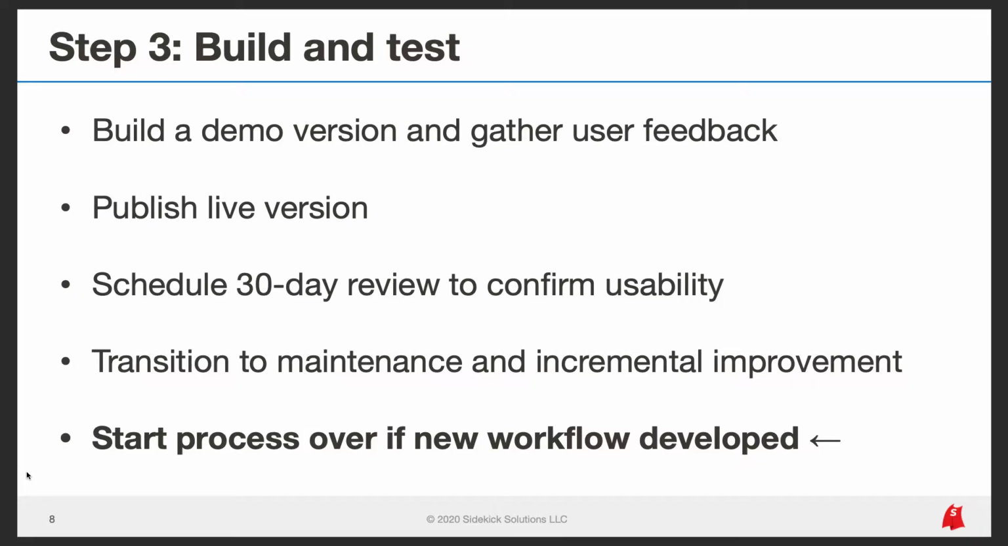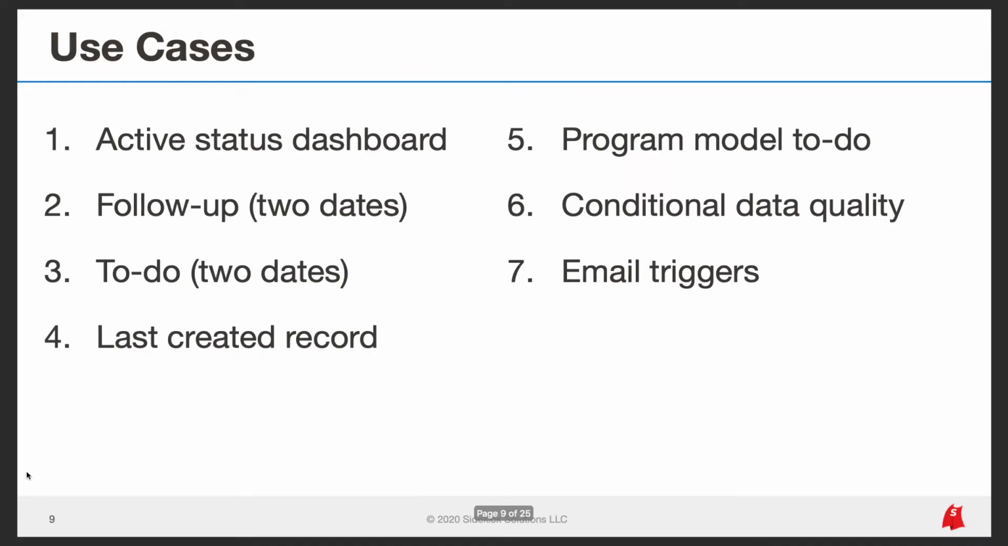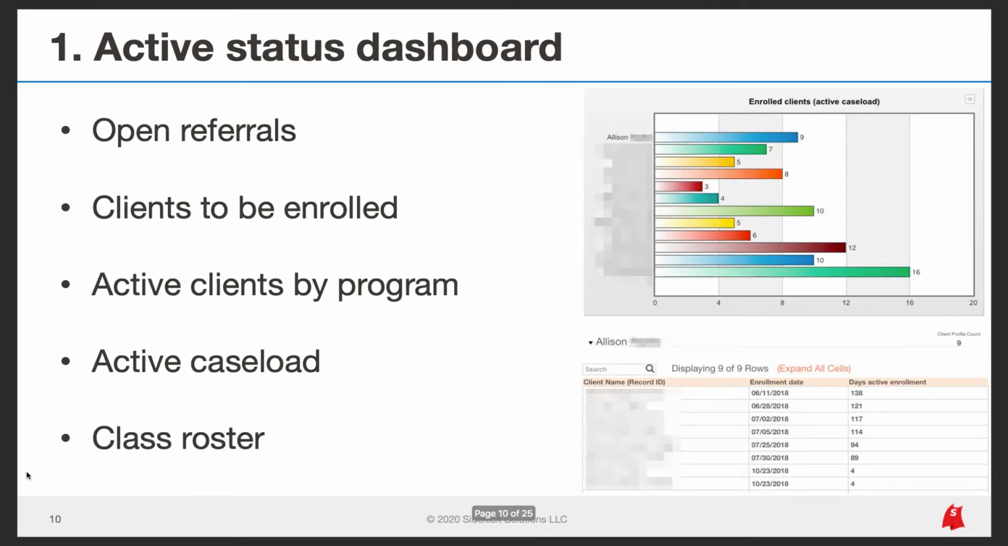So let's take a look at some solutions in Apricot that we can use in terms of configuring our forms, configuring our Apricot database to actually enable these workflow pivot points or triggers. We're going to present 7 during this video: the active status dashboard, a follow-up, a to-do, last created record, a program model to-do, conditional data quality, and then email triggers. Hopefully, some or all of these can be implemented in your own Apricot. So let's start with the active status dashboard.